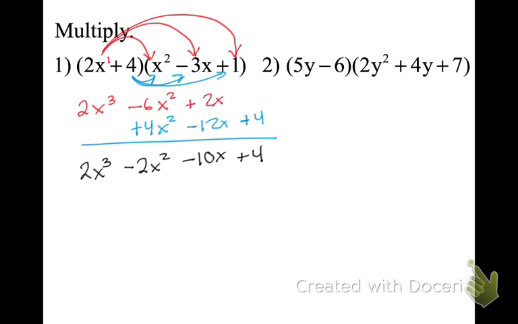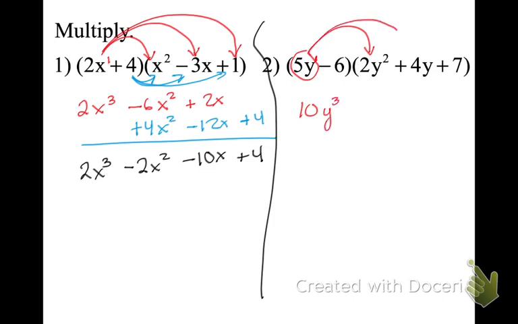Okay, let's check. I'm going to do red and black again. Okay. So first I'm going to do my red. Okay, I'm going to distribute that 5y. 5y times, remember that y is to the first, so 5 times 2 is 10. Y to the first times y to the second is y to the third. This is plus 20y.